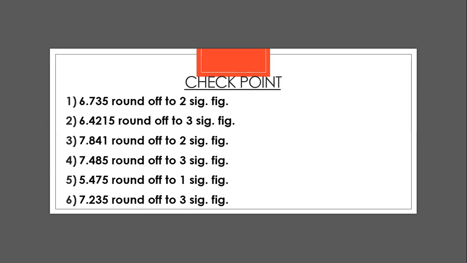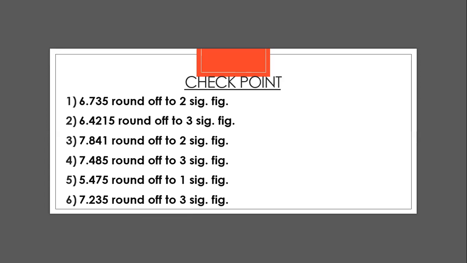7.841, round off to 2 significant figures. 7.841 has 4 significant figures, all are non-zero digits. You have to round it off to 2 significant figures. It means 7.8. You are going to circle 4 because 4 is the dropping digit, and you have to underline 8 so that we can decide its fate. It rhymes, 8 and fate.